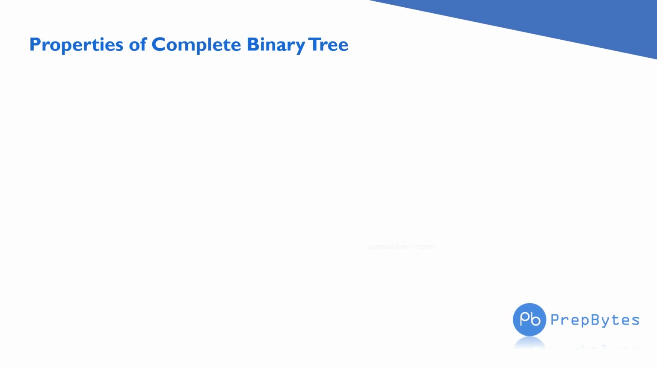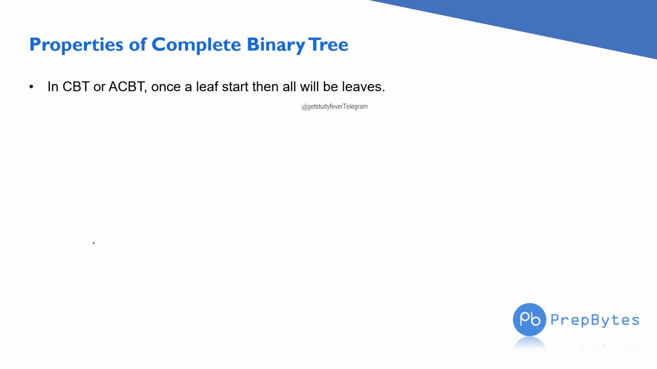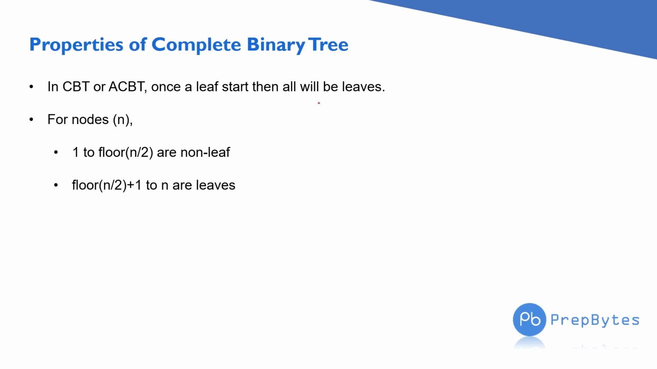The next property which we are going to discuss is a really important property for our heap. In a complete binary tree or almost complete binary tree, once a leaf starts, then all will be leaves. So for n nodes, 1 to floor of n by 2 are non-leaves, and floor of n by 2 plus 1 to n are leaves.